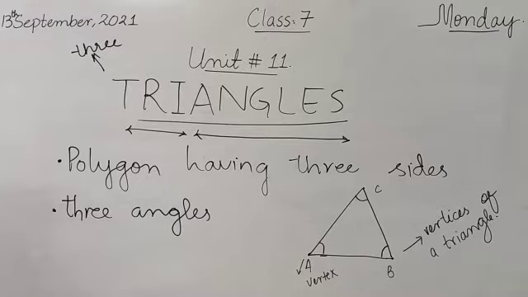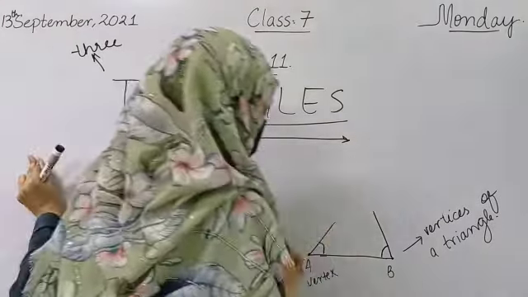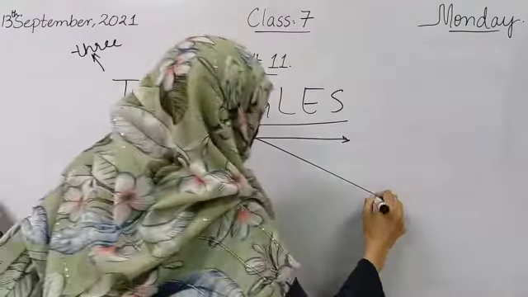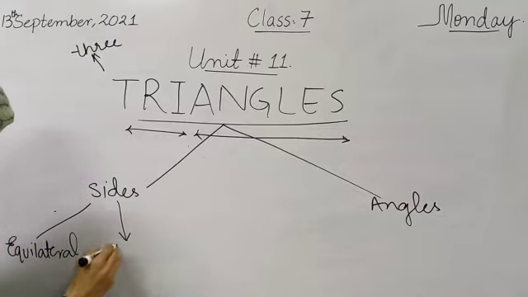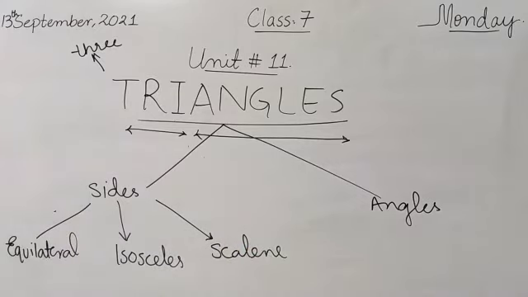Now we classify triangles on the basis of their angles and their equal sides. Okay? Let's see the classification. I am making a table here. Triangles classification: sides and angles. Now, according to the sides, a triangle has further classification into three types. First is equilateral triangle, then isosceles triangle, and then scalene triangle.